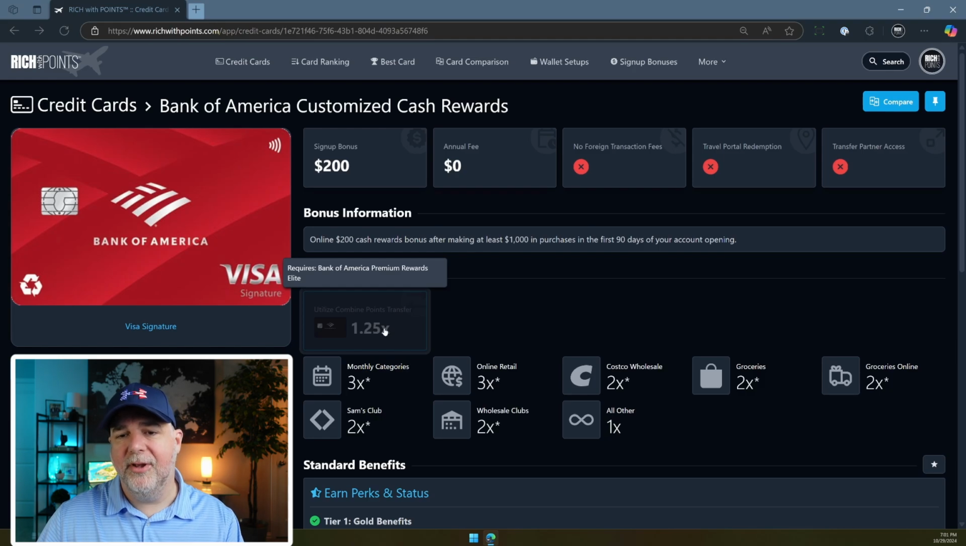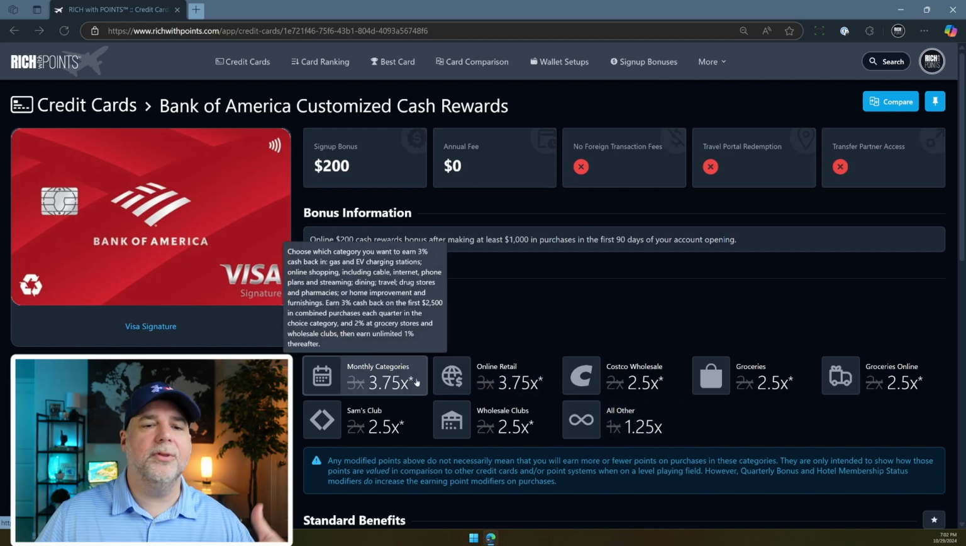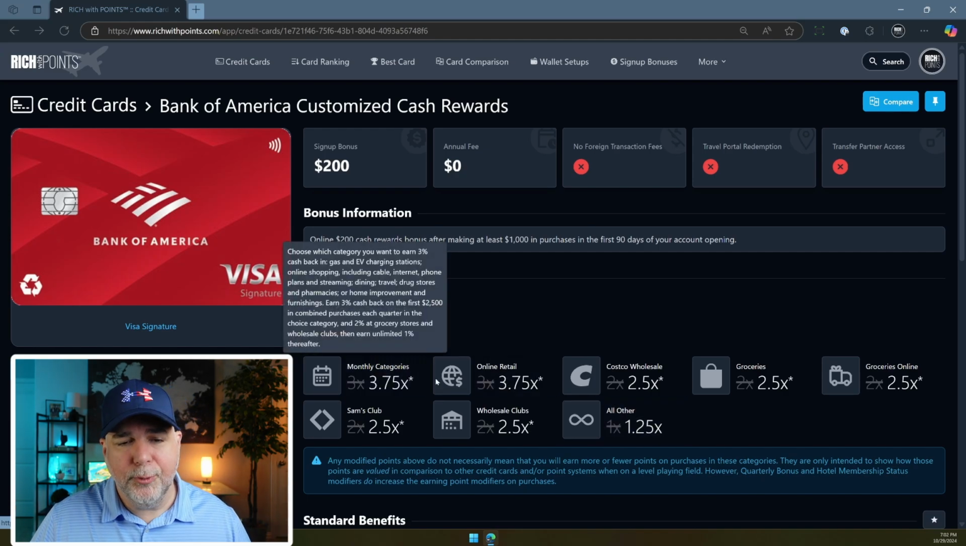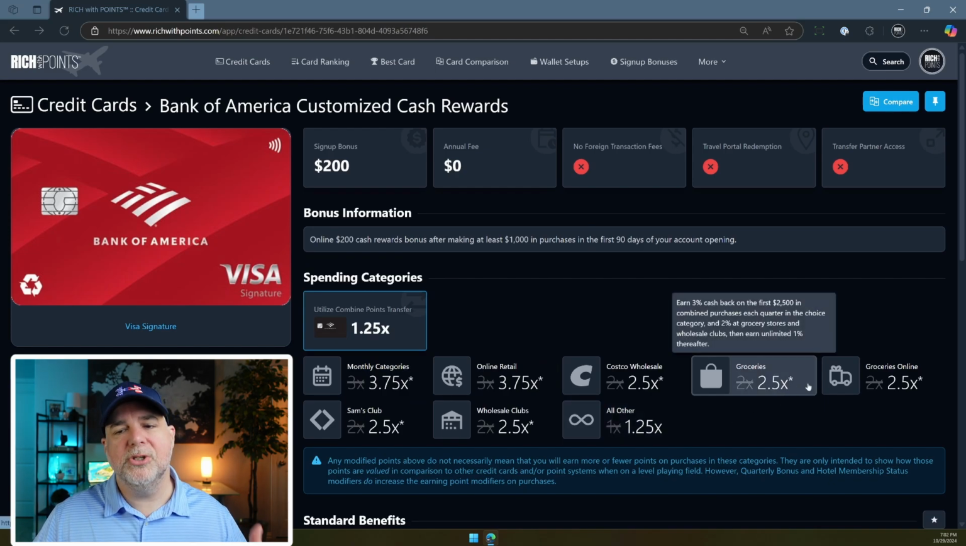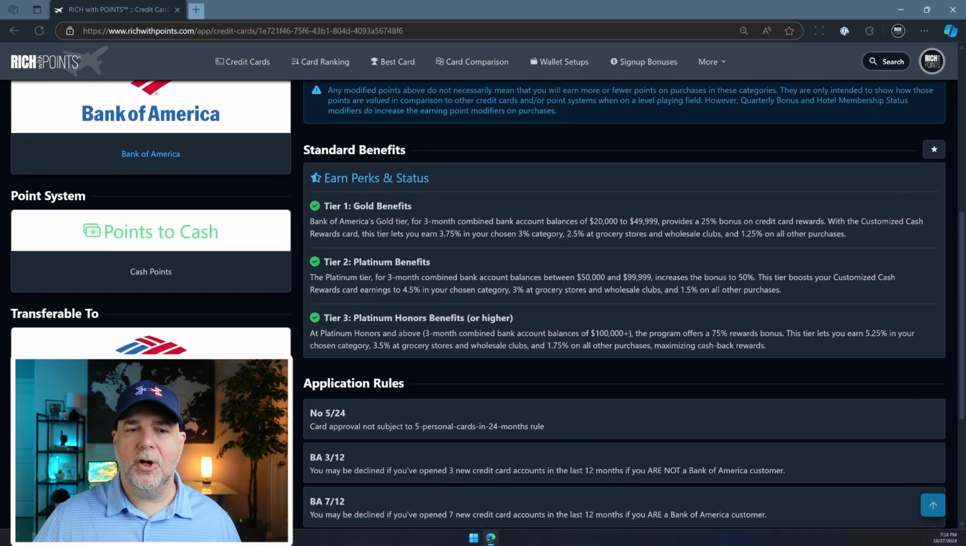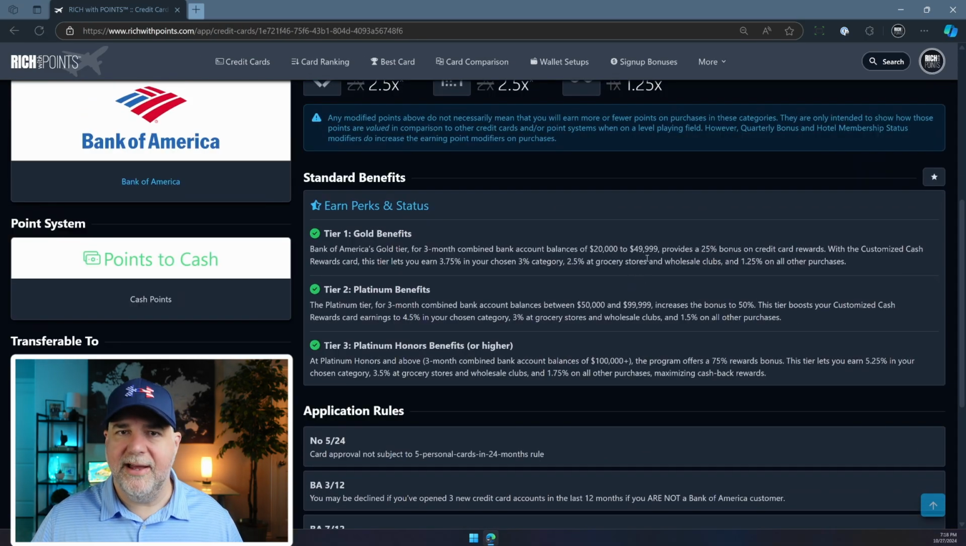Now, as I mentioned, you can combine these points into another card's account. So if you have the Elite, the Premium Rewards Elite card, then you can move those points over and you'll get, obviously more value for the points. You're going to get a 1.25x on top of your current points. So the monthly categories will now be 3.75 and all other will be 1.25, and groceries are 2.5 instead of 2, and so on. And then, like the other cards, it has the tiers. We'll go over here in a minute, but no other extra benefits to call out here.